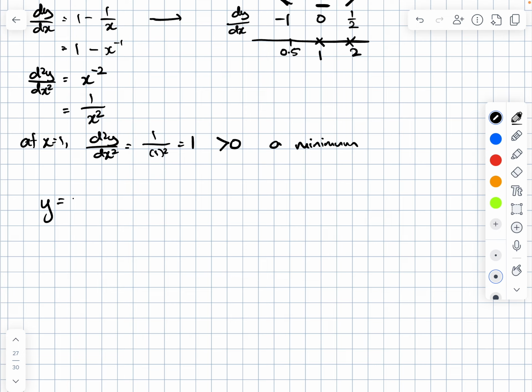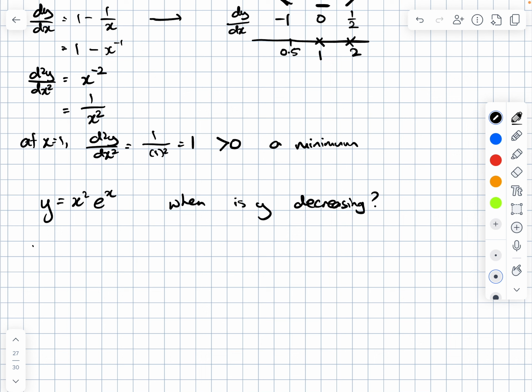y equals x squared times e to the power of x. And the question is, when is y decreasing? So, when is y decreasing? Well, that's when the derivative is less than 0, which means we have to differentiate and make that less than 0.